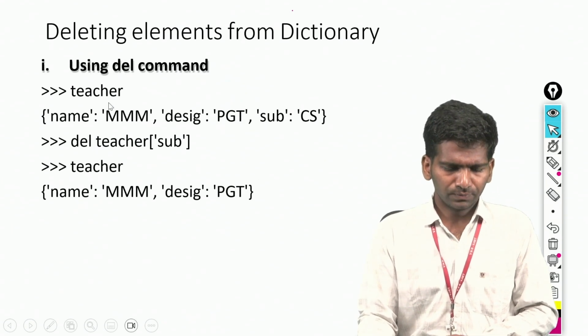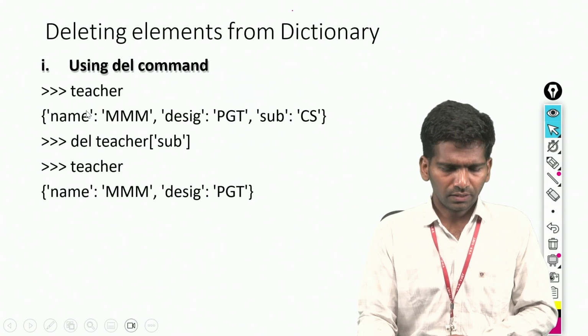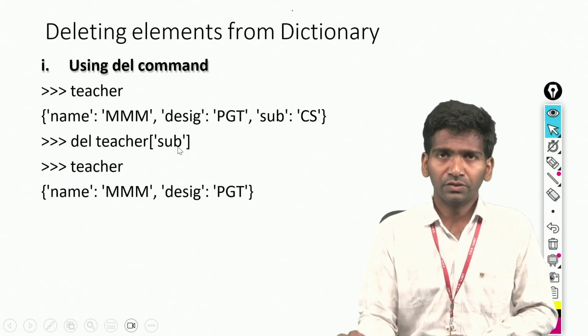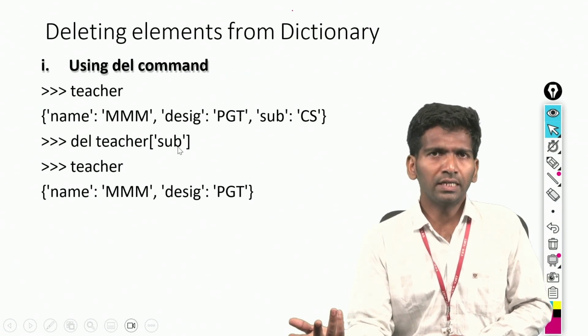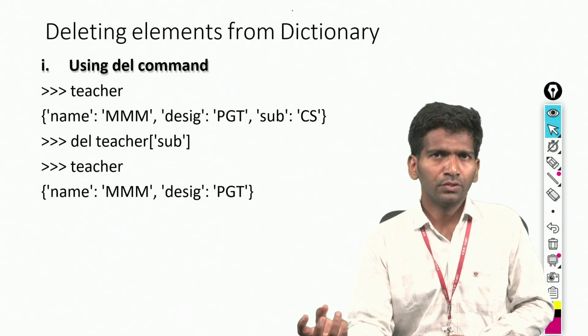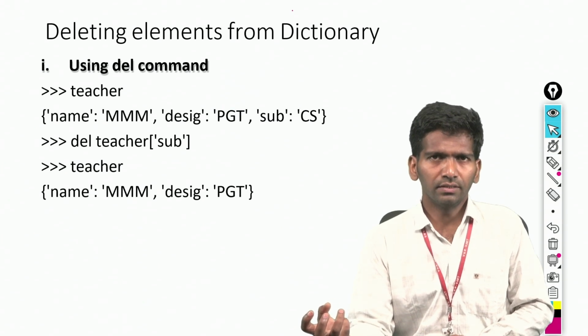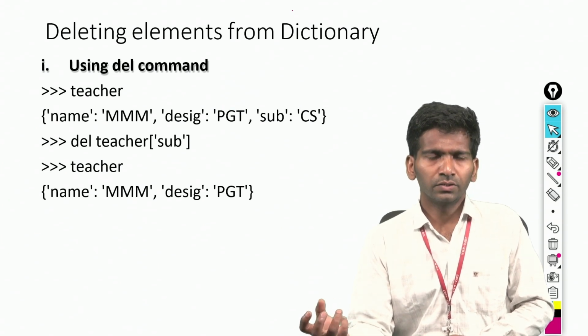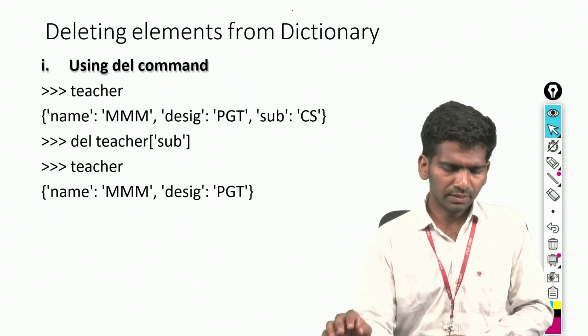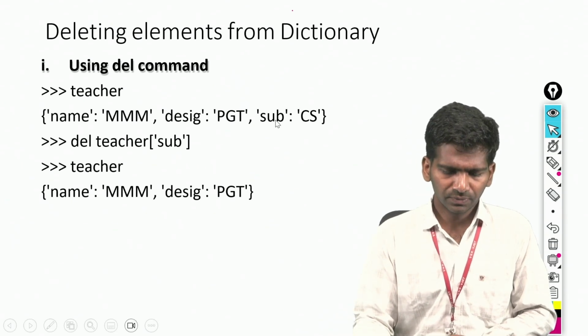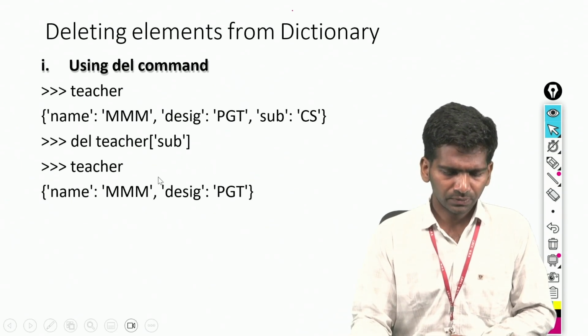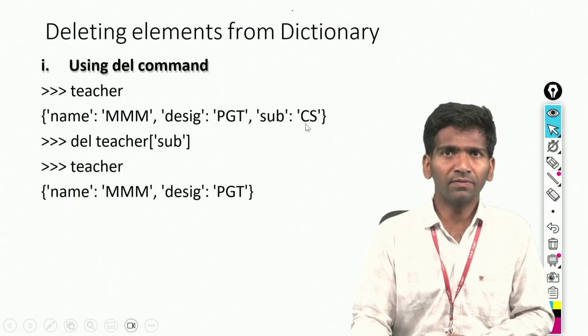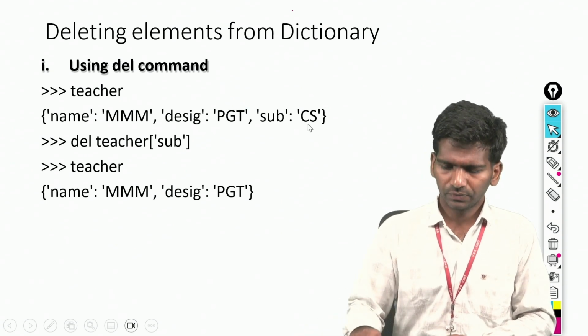You can delete also. You can delete from that variable by giving the key. If you want to delete any item from the dictionary, you just give the key element, and then that key and value will be deleted. Here I am giving this element subject, so that particular key value will be deleted.